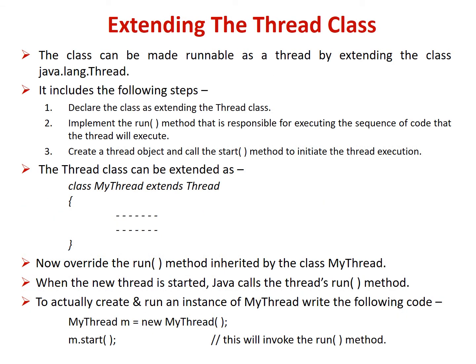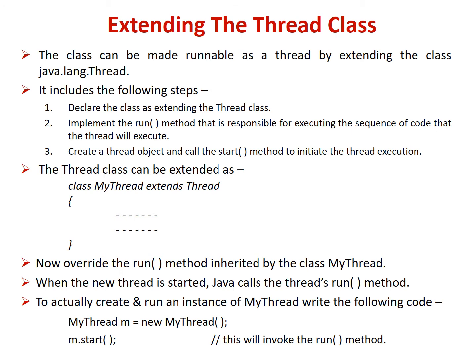Now, extending the thread class. The class can be made runnable as a thread by extending the class java.lang.Thread. This gives access to all the thread methods directly. It includes the following steps. Number 1. Declare the class as extending the Thread class. Number 2. Implement the run method that is responsible for executing the sequence of code that the thread will execute. And number 3. Create a thread object and call the start method to initiate the thread execution.